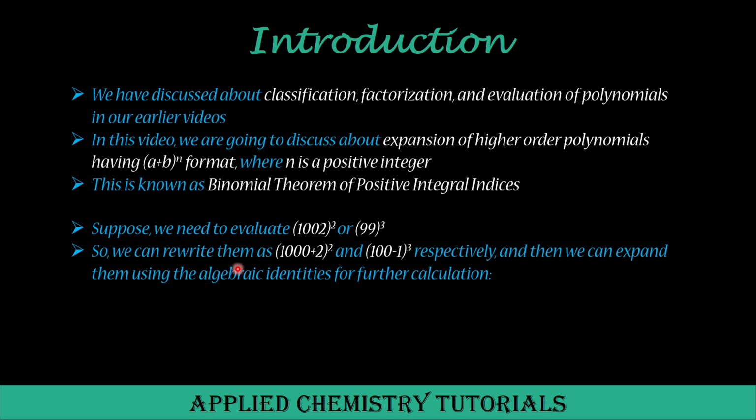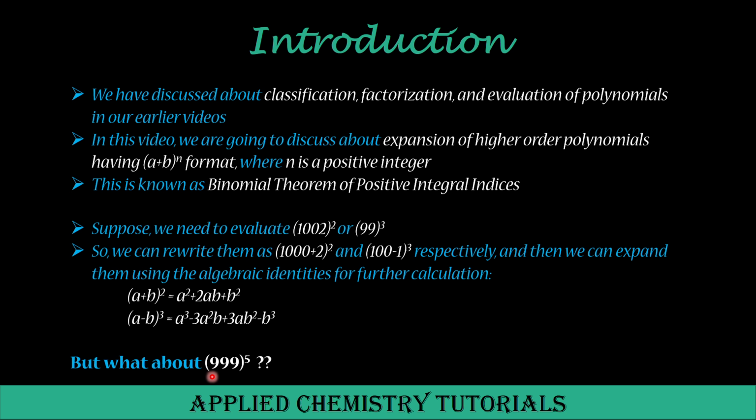So we can rewrite them as (1000 + 2)^2 and (100 - 1)^3 respectively. And then we can expand them using the algebraic identities for further calculation. So for 1002 square, we can rewrite it as (1000 + 2)^2 and use the formula (a + b)^2 = a^2 + 2ab + b^2. Similarly, for 99 cube, we can rewrite it as (100 - 1)^3, and then use the formula (a - b)^3 = a^3 - 3a^2b + 3ab^2 - b^3.